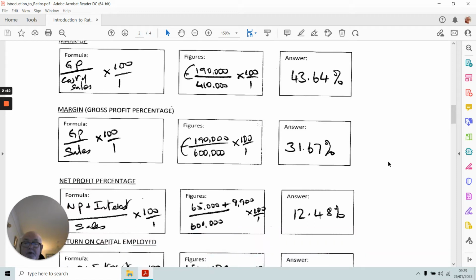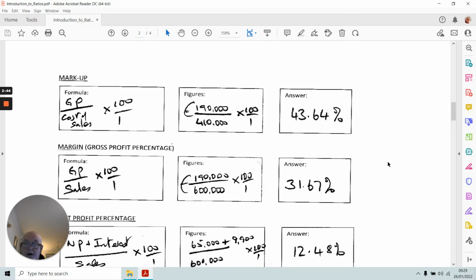Typically we have 4 profitability ratios. Markup, which is gross profit as a percentage of cost of sales. You know, if something costs you €10 and you mark its price up by another 5 to get €15 as the selling price, you're marking up its original cost to get the selling price. That's the origin of the expression markup.